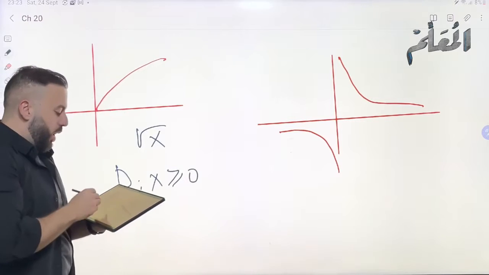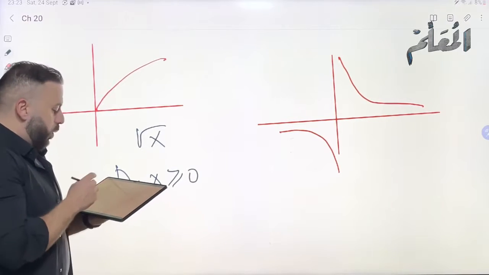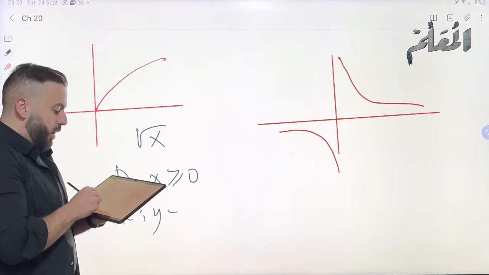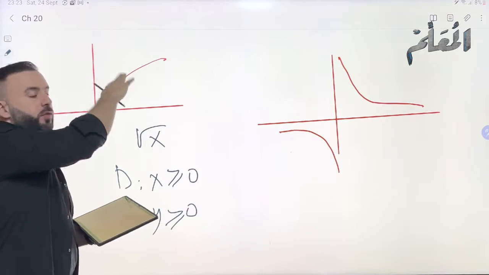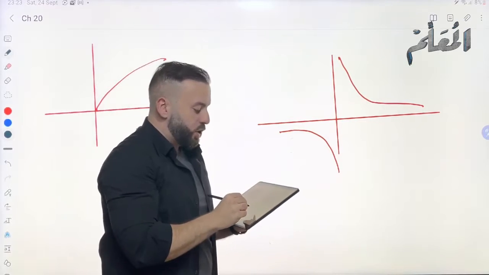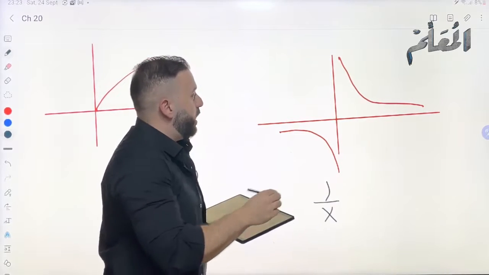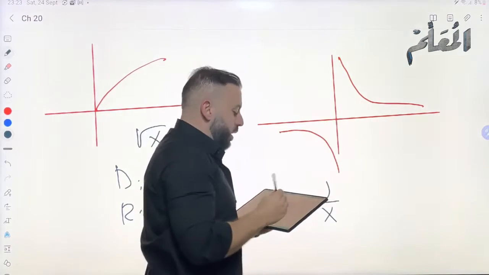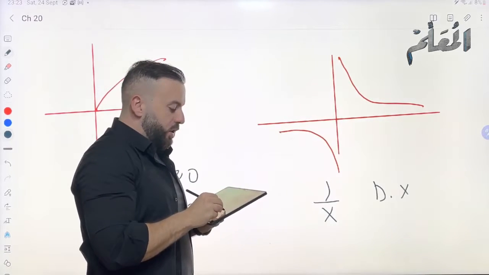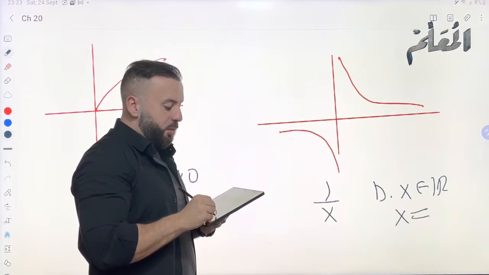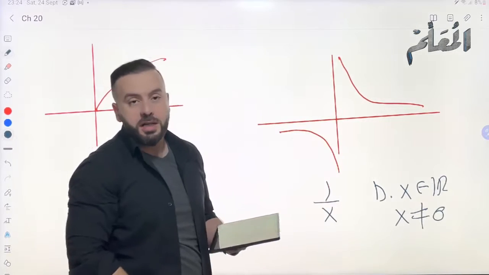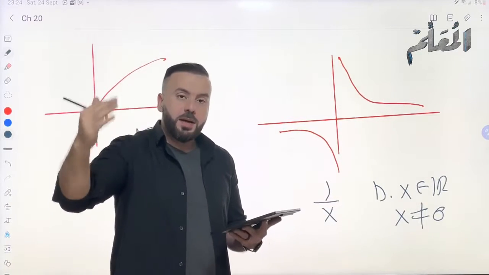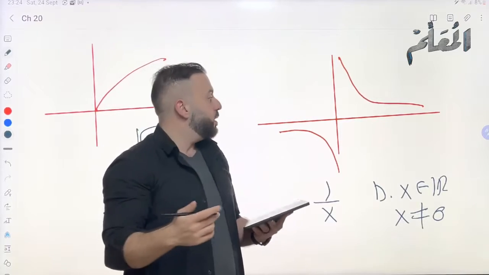And we can see also the y range: y is greater than or equal to 0, because we can see it's the positive x-axis and positive y-axis. In this case, this is a rational function, which is what? 1 over x. Of course, I have the domain here: x belongs to all real numbers, but x cannot be 0, because at 0 it is going to be infinity. We call it the vertical asymptote. Of course, we're going to understand that in future classes.